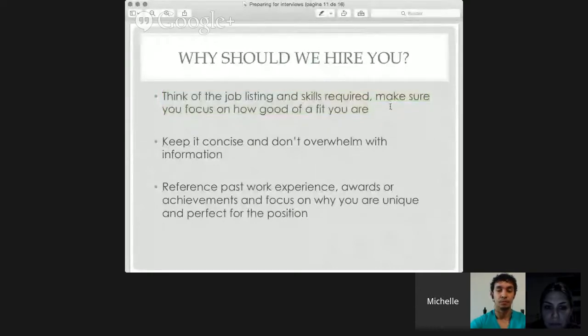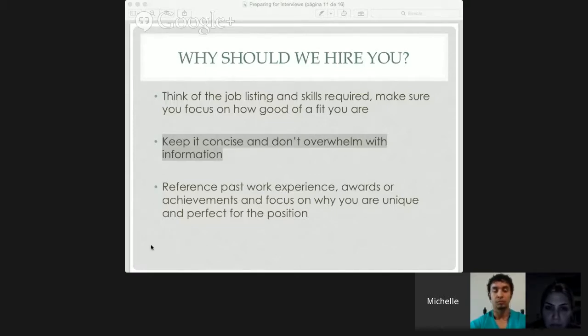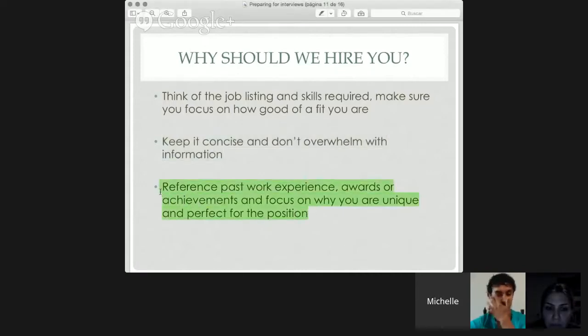So that's step 1. And then step 2 is you want to keep it concise, right? It's sometimes easy for bigger questions like this, like why should we hire you, to say too much, right? To just keep talking and say, oh, this reason, this reason, this reason. You're going to want to keep it to 3 or 4 or 5 solid reasons, and not try to give too much explanation, too much information. And then the last thing is that this is related to the first thing, right? You're going to want to reference past work experience, awards, achievements, anything that proves why you're good, and focus on why you are unique and good for the position.